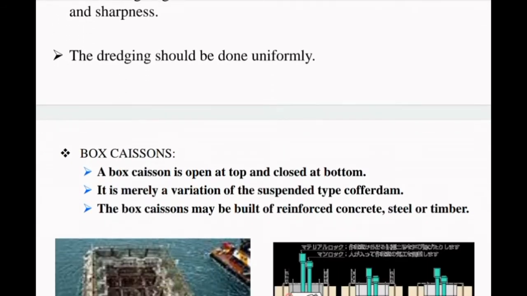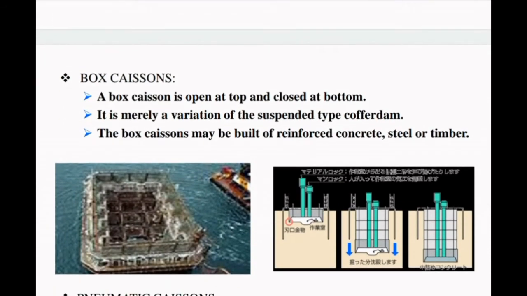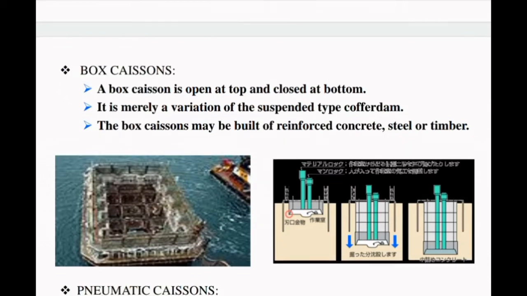The next caisson is the box caisson. The box caisson is open at top and closed at bottom. In the case of a well caisson, it is open at both top and bottom, but in the case of the box caisson, it is open at the top and closed at the bottom. It's merely a variation of the suspended type cofferdam. It's built of reinforced concrete, steel or timber.